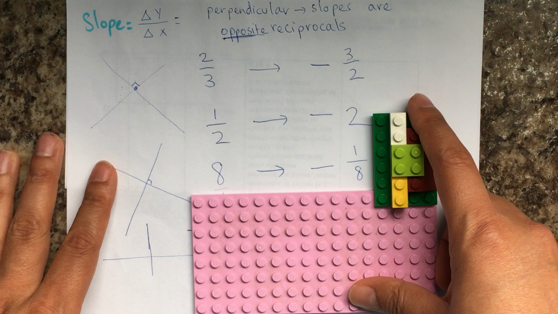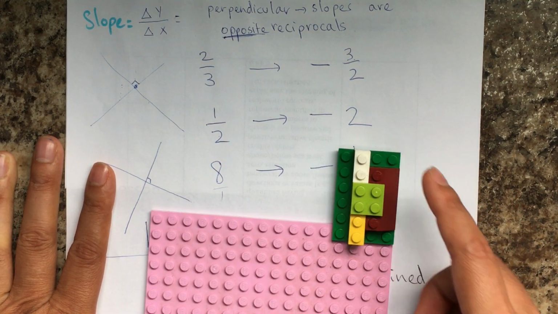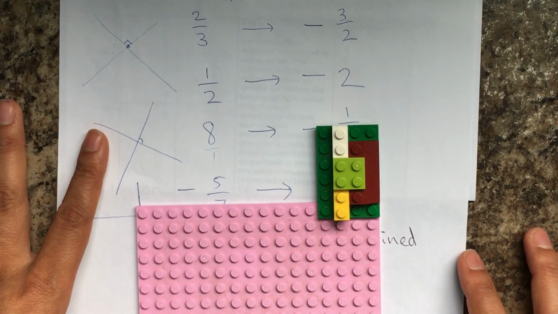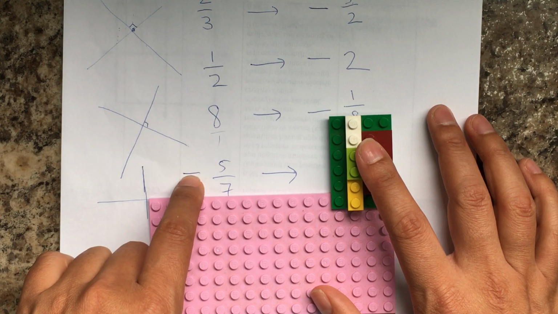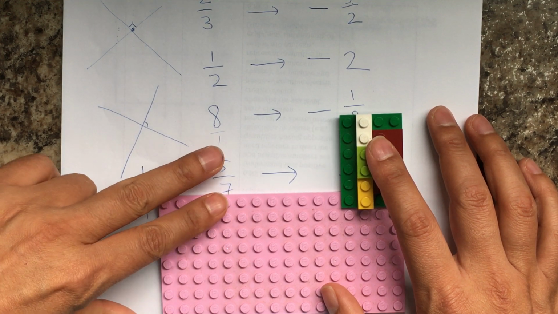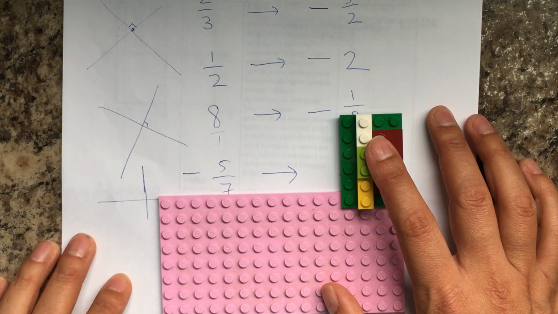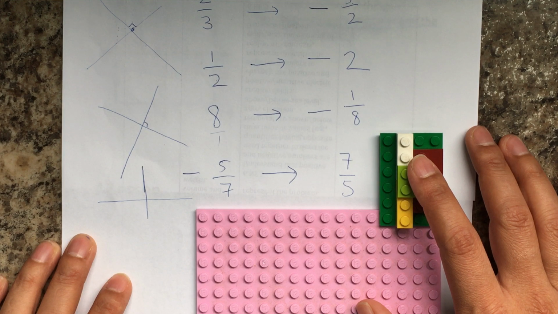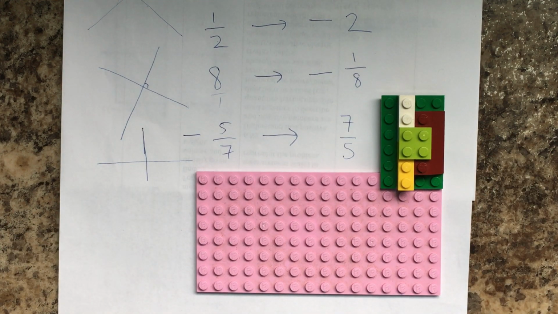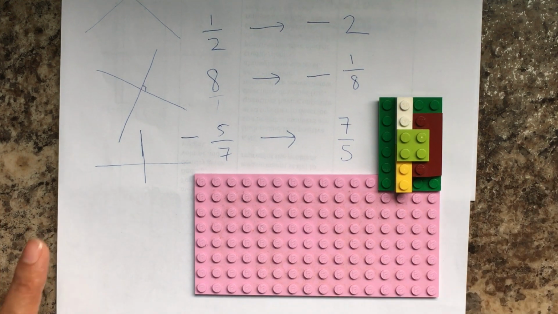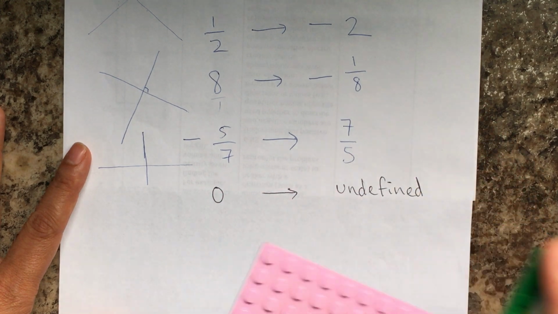Okay, perpendicular lines. What about negative 5/7? If it's negative, the opposite is positive, and the reciprocal of 5/7 is 7/5. So positive 7/5. Now one that we're not going to have, but you can just remember, is 0 and undefined.